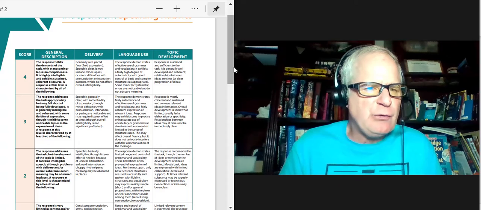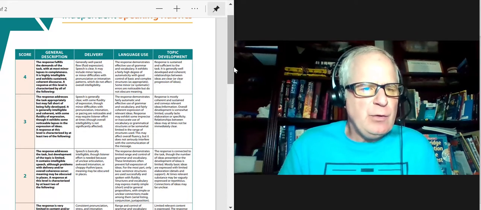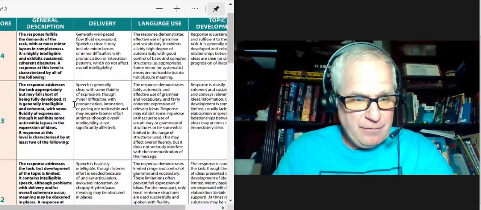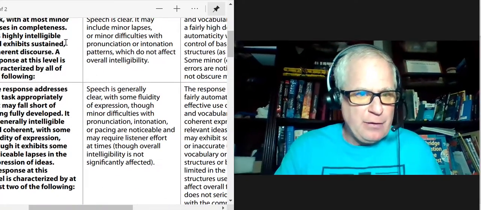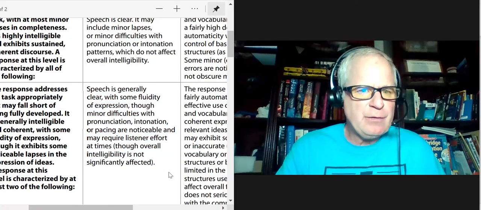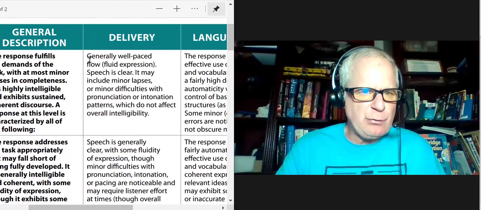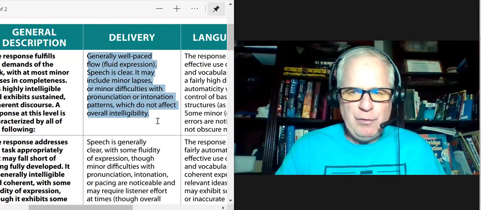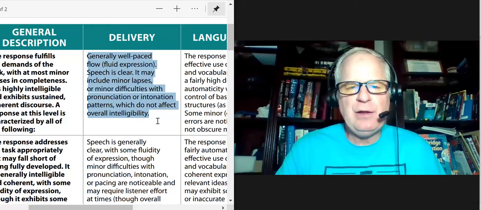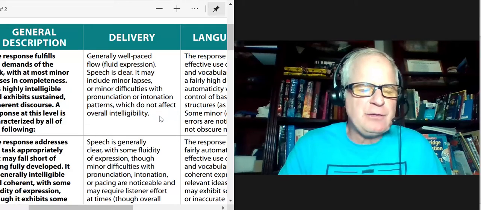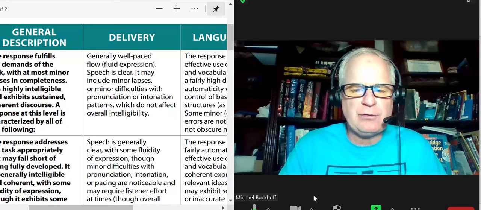Your speech is generally clear with some fluidity of expression. So I think the 3 category really described you very well here. So it's going to take some time to move into this descriptor category. But I think that you're moving in the right direction because today you're speaking faster than what you did on the previous speaking practice test.